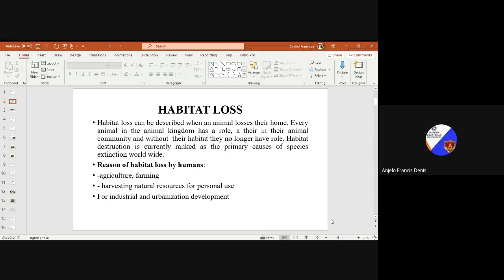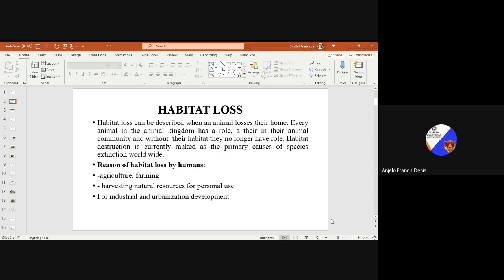be overpopulated, and once there is overpopulation of a single community, the food demand will increase, water demand will increase, and several other things will change. That is why it is said that habitat loss should be avoided or minimized.